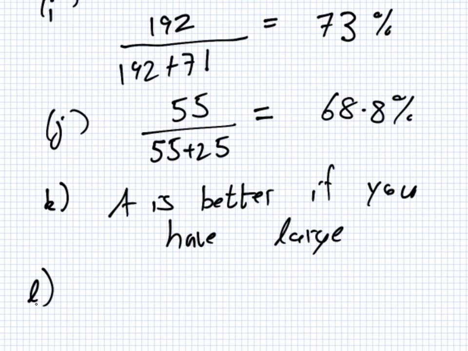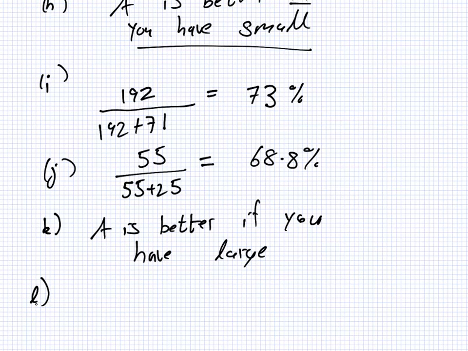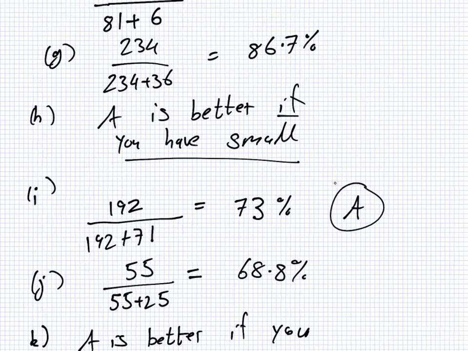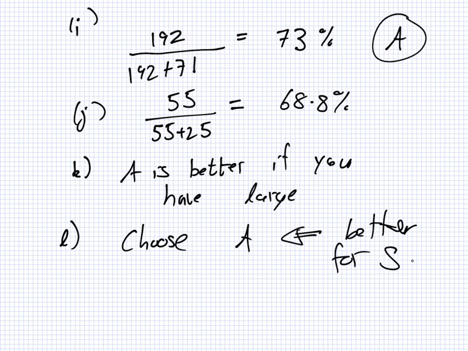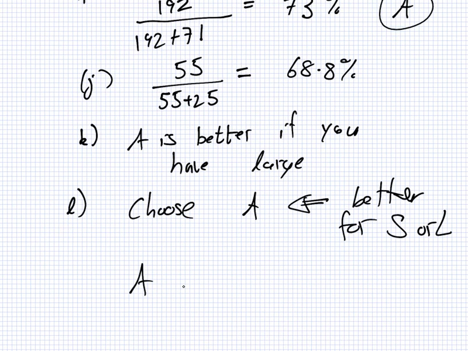Now, here's where it gets interesting. L, which treatment is better if you have small or large? Which one should you choose? Well, if you have large, which should you choose? A. And if you have small, which should you choose? A. So if you have large or small, you should choose A. Because we said that one is better for small or large. So in other words, A is better one.